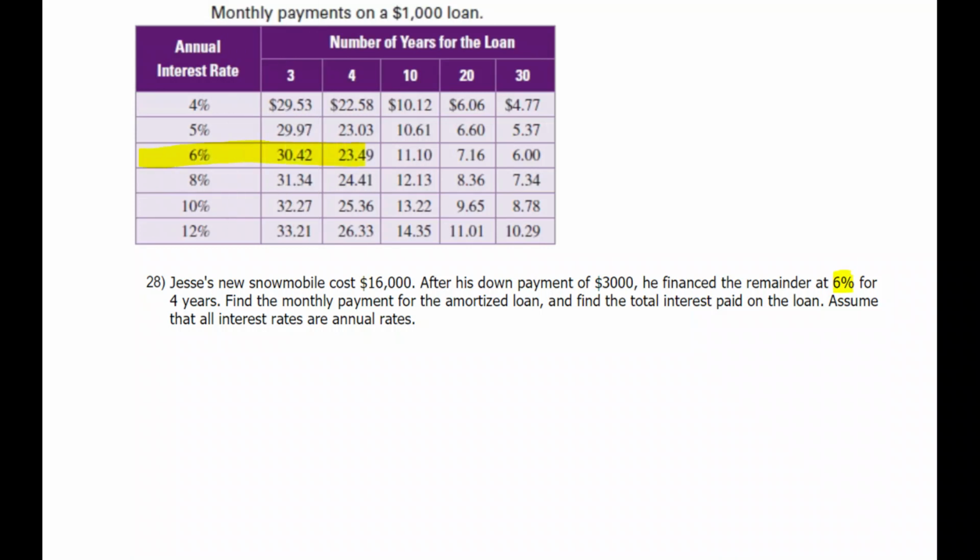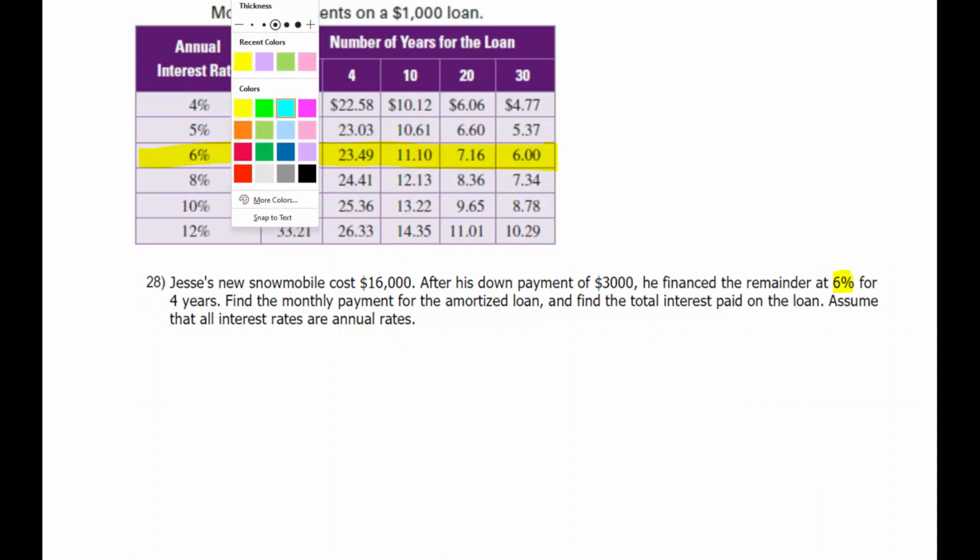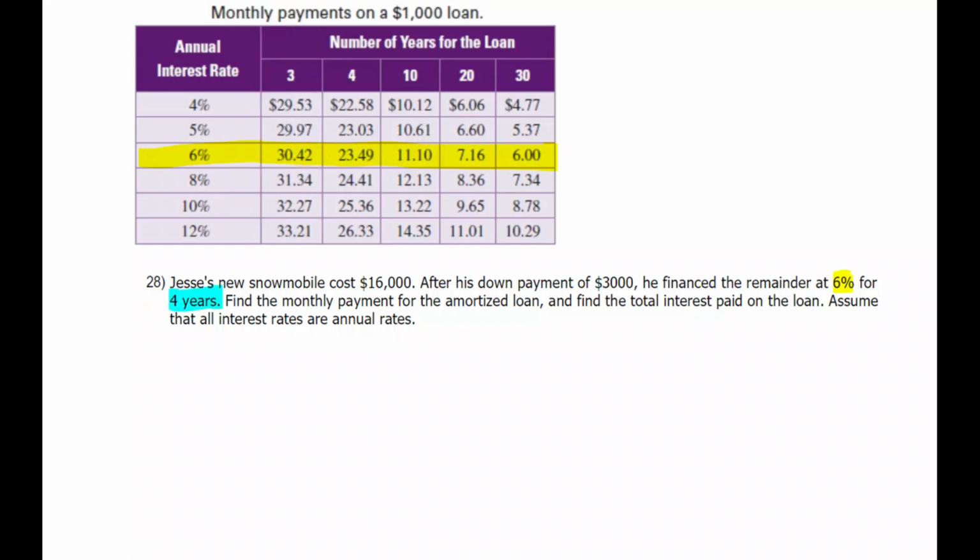That would be this row right here. For 4 years, that's this column. Ooh, that worked nice. And when the yellow and the blue cross over each other, we get green. And so this is our number right here.